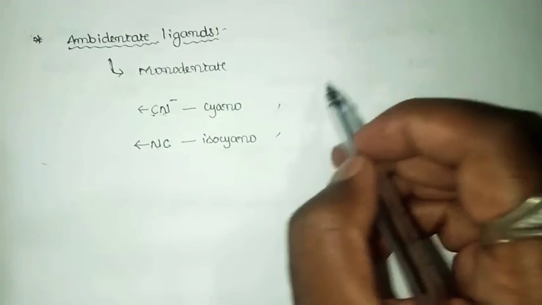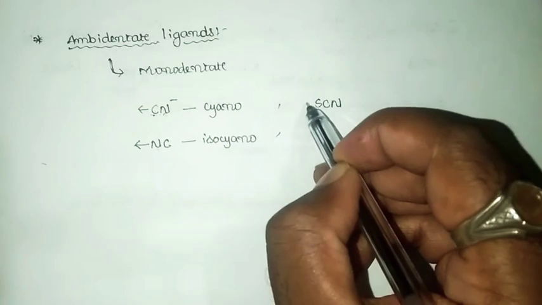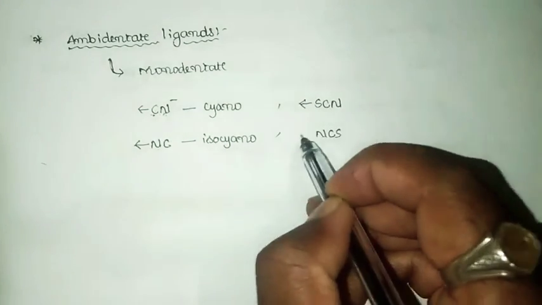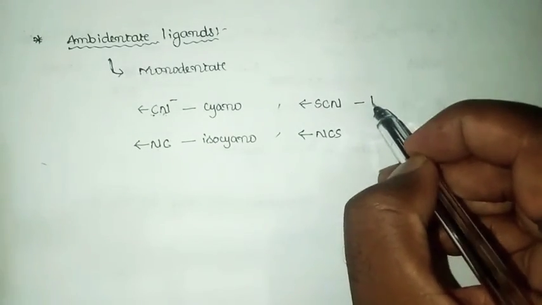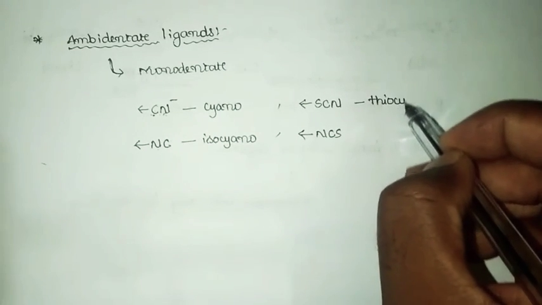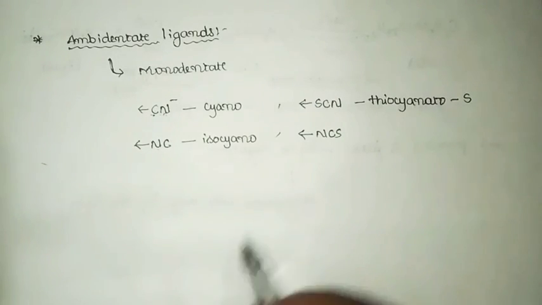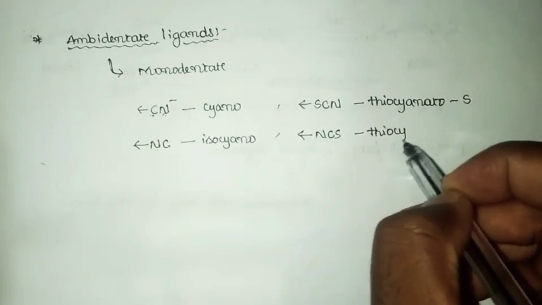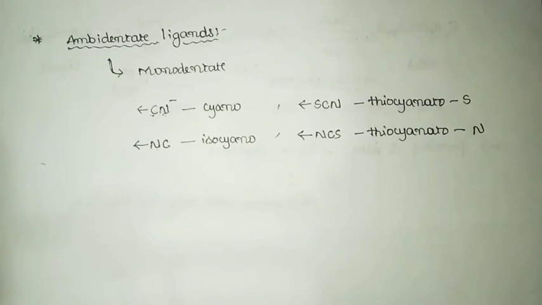We can give one more example for this, SCN-, thiocyanate. Here both sulfur and nitrogen can act as the ligating atom. If sulfur is acting as the ligating atom, then we call this thiocyanate, with the ligating atom being sulfur. When nitrogen is acting as the ligating atom, the name is given as thiocyanate only, but the ligating atom is N.